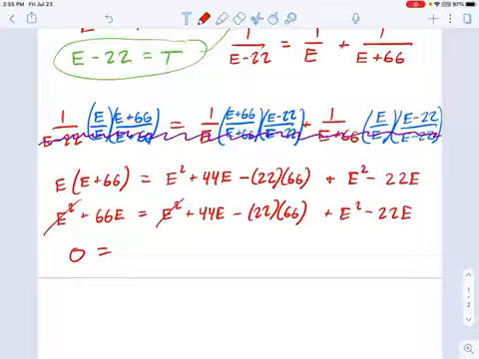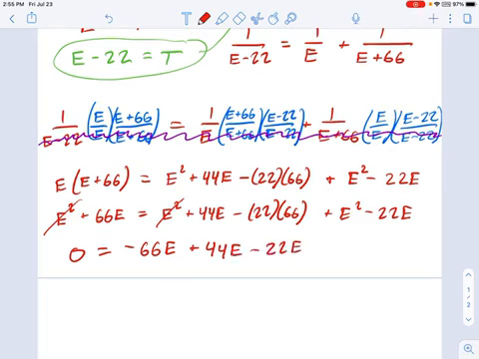well, okay, let's just do this one step at a time. Doing things in your head gets us into trouble. So I'm going to move this 66E over and write out the rest of it. 44E, let's get all our E's over to one side. And then I have this plus E squared here and minus 22 times 66. Okay, so that means 0 equals, I've got an E squared. Let's put that up front. It's easier for me to factor like that.